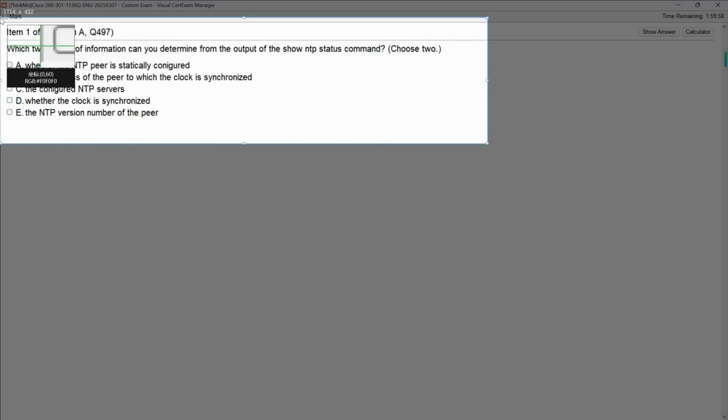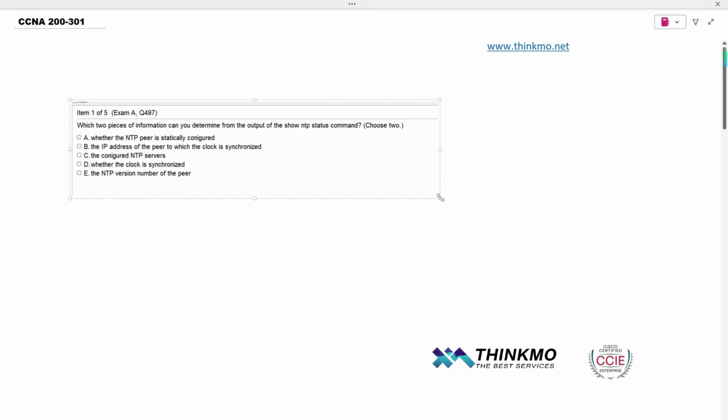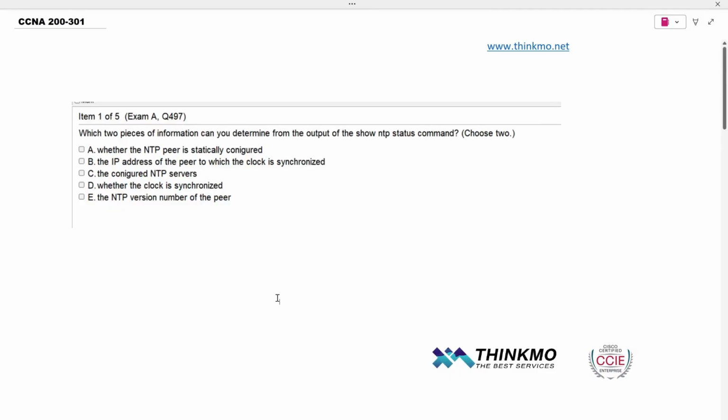The very first question presented is a multiple choice question regarding Network Time Protocol, NTP, servers. It asks us for this specific command. When we enter the show NTP command, which is designed to display Network Time Protocol information, what are the 2 crucial pieces of information that can be determined from the output of this command?